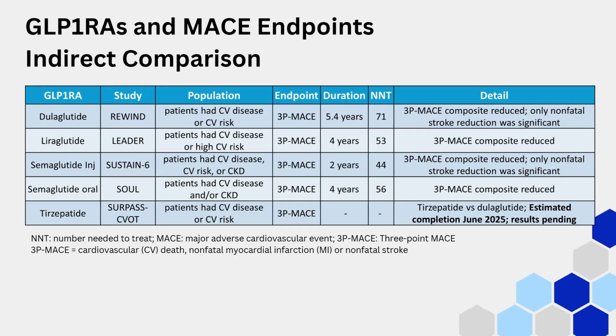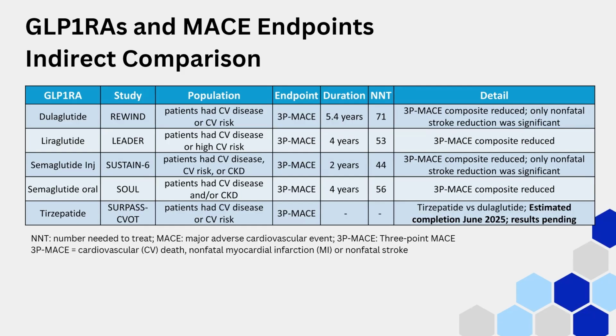So all of these studies showed a decrease in the composite 3-point MACE endpoint, which is wonderful. Now you have to dive a little deeper sometimes, right, to know, okay, what was that composite endpoint driven by? So I've also included detail there, like only non-fatal stroke had a reduction that was statistically significant. Could be different things for different drugs.